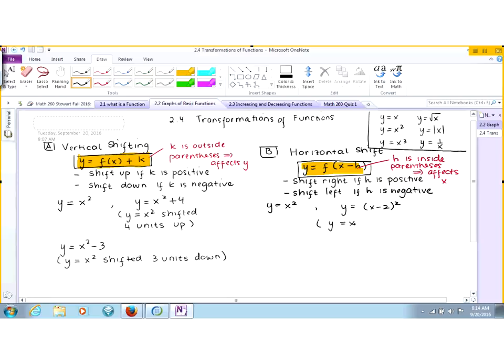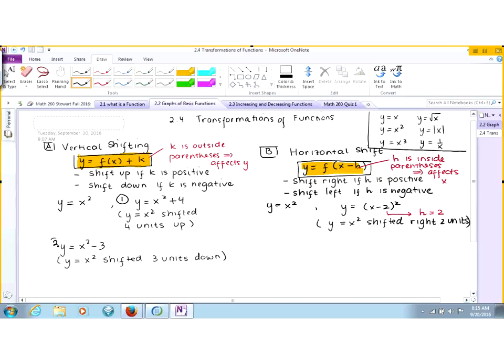So this is what? Y equals x squared shifted. Shifted what? Right, 2 units. Why right? Because h is 2. So your h here is positive 2. Remember your function is f of x minus h. So your h is 2, so you shift it right 2 units.